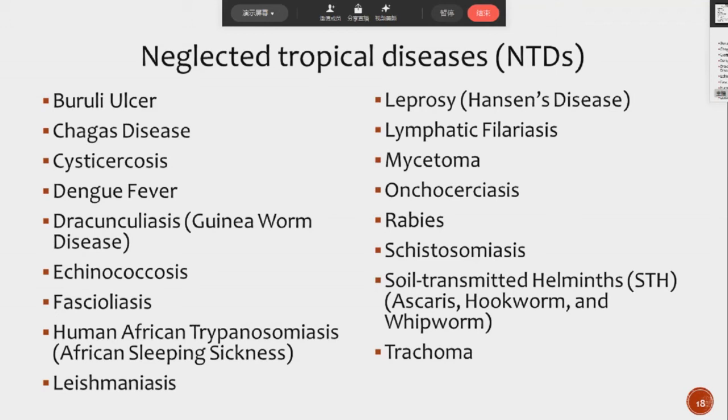And from here, we can also know that most of them are parasitic diseases, yes? So, Buruli ulcer, the pathogen belongs to which group? If we divide them into virus, bacteria, fungi, and parasite, these four groups, then Buruli ulcer belongs to which infection? Bacteria, mycobacteria. And Chagas disease, parasite. Cysticercosis, parasite. Dengue fever, guinea worm. Because they said this is a worm, yes? So this must be a parasite.